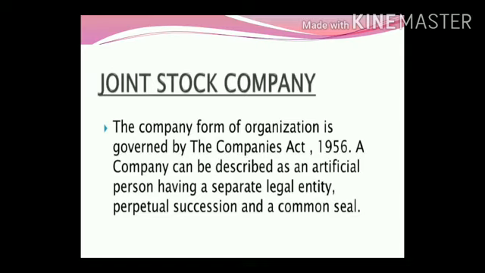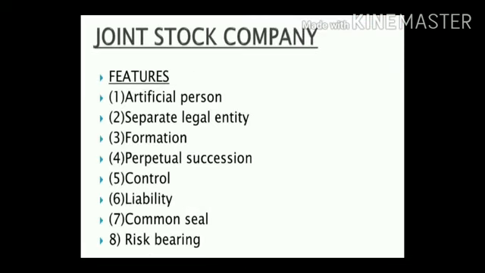And at the same time, the company also has a common seal. This common seal is the official signature of the company, and it must be affixed to documents such as an agreement of a company. Now let's discuss the main features of a joint stock company. The main features are artificial person, separate legal entity, formation, perpetual succession, control, liability, common seal, and risk bearing. Let's discuss each of these points in detail.